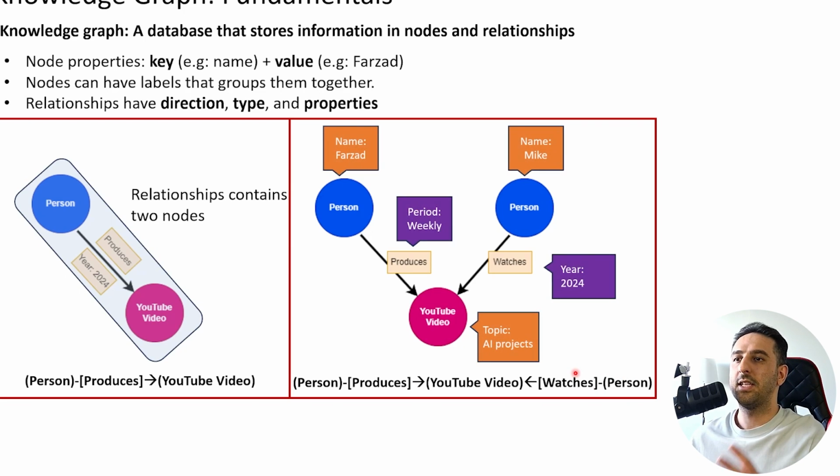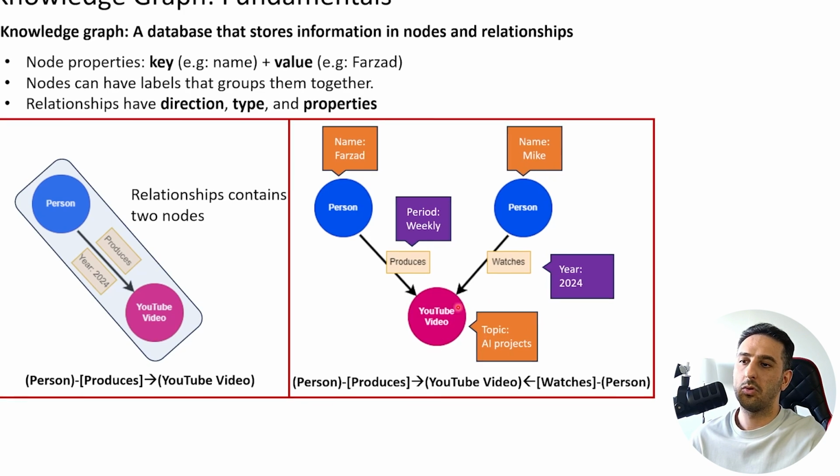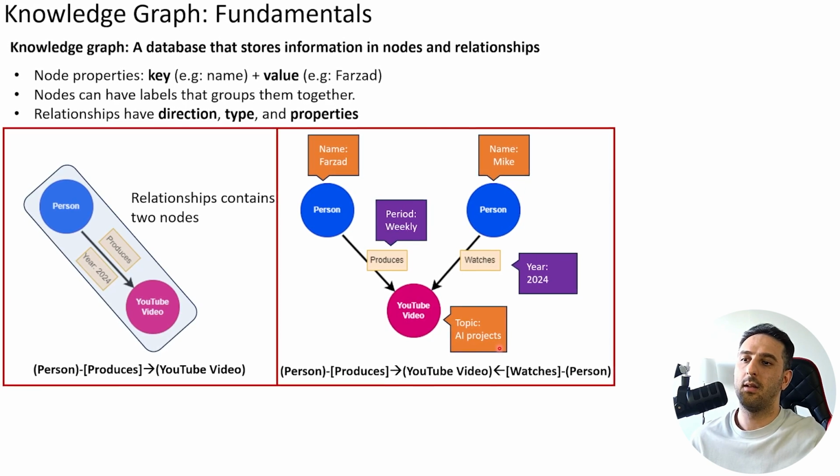So again, each one of these nodes and relationships can have its key and value, or its properties, let's say. So for instance, for this node, I can have the key name, the value Farzad. For this one, let's say the key is name and the value is Mike. For the relationship itself, I can have period, weekly. For instance, the properties can be specific to that relationship or to that node, so they don't need to be similar. For instance, here I can have a property that is year and the value is 2024. And for the YouTube video itself, I can have the topic, let's say AI projects.